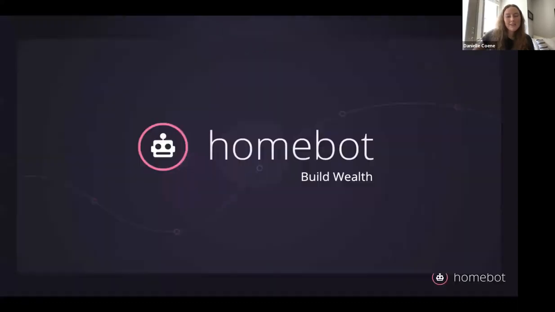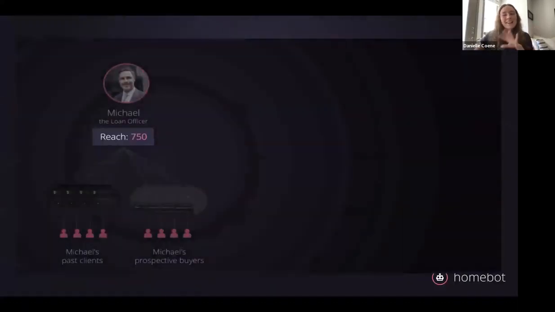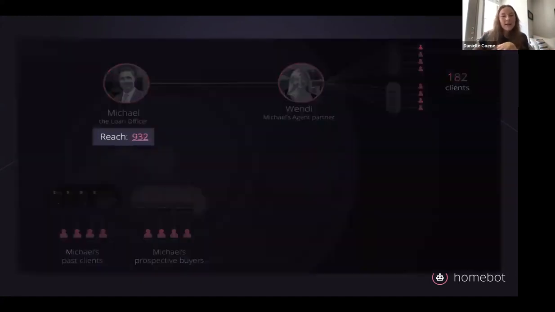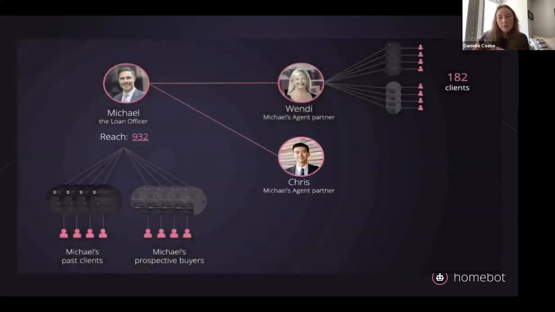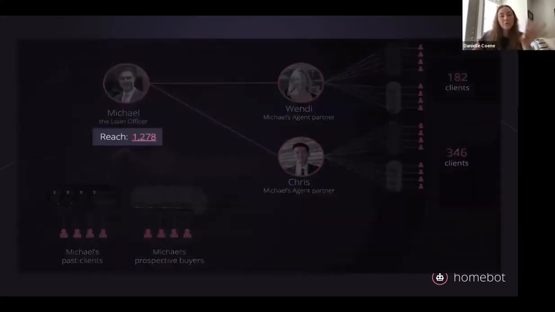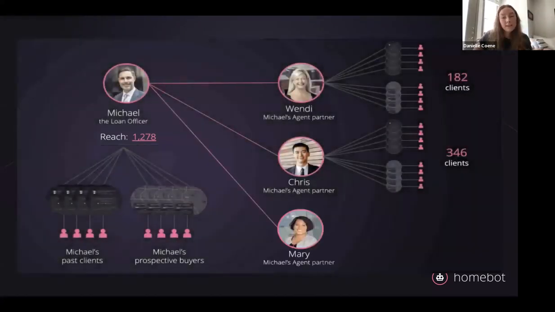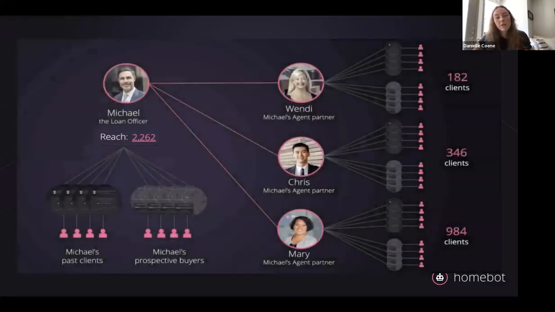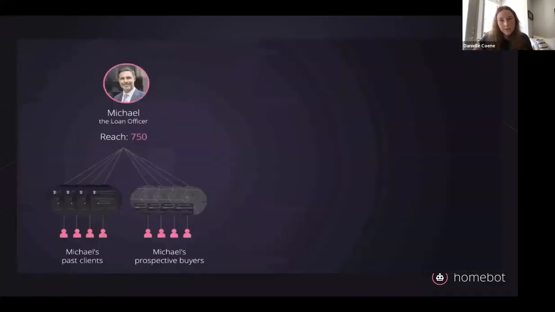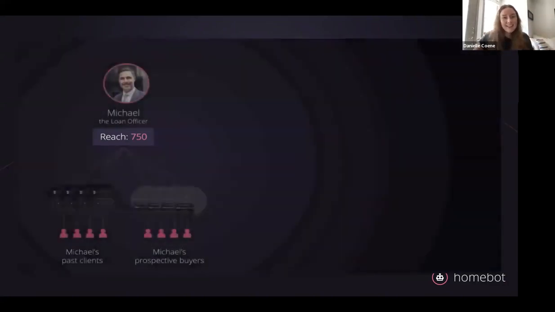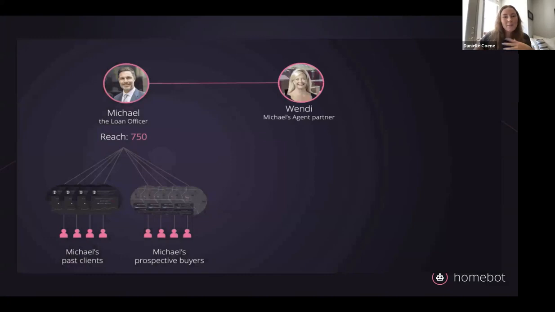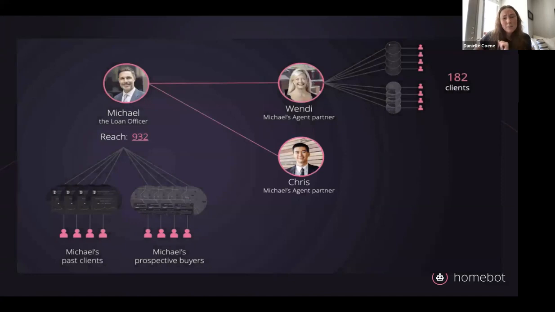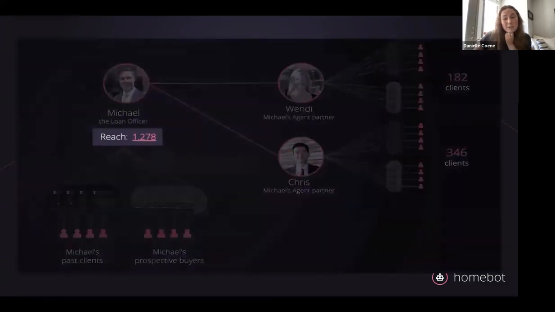I think I have a couple more slides here about it. So we have Michael, the loan officer. He has his past clients and his prospective buyers uploaded, but he's partnered with Wendy and she has 182 clients. So we're just watching his reach grow as he's partnering with these agents. Mary, she's a rock star. She has 984 clients, and we just watched his reach go from 700 to 2,200, $30 a month. And he's reaching all those additional clients by being co-branded on those digests. So just a huge piece of Homebot, and just to continue to get your brand out there. But yeah, pretty cool stuff.